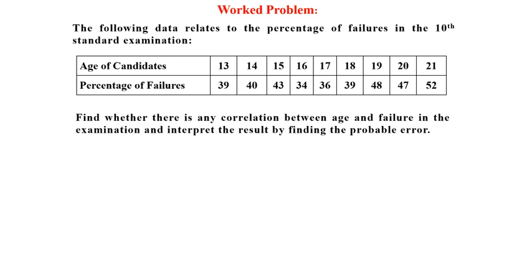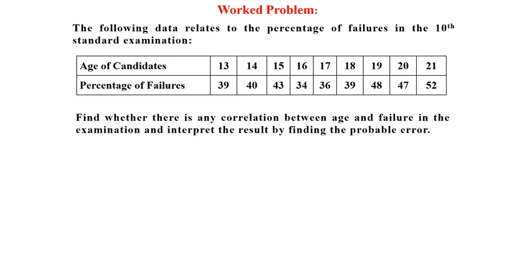Percentage of failures, total percentage. How many students of 13 years age have taken the 10th exam? We don't know, the data is not given, but 39% of 13-year-old students have failed in that examination. Similarly, 40, 43, 34, 36, 39, 48, 47, 52 are given. Find whether there is any correlation between age and failure in the examination.